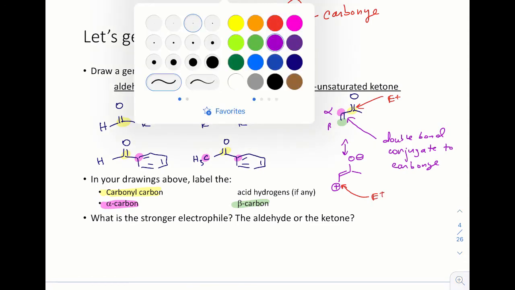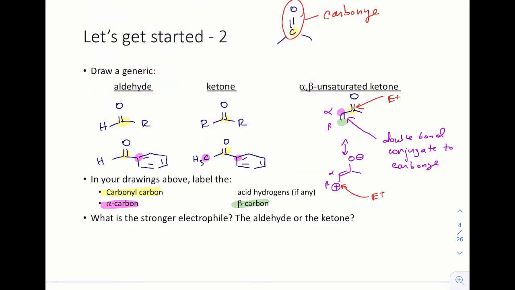And we can rationalize that through this resonance structure. Of course, we can point out that the alpha beta unsaturated ketone here has two alpha carbons. We can call that one alpha prime. We don't particularly care about it right now because it's not involved in the unsaturation, so we were ignoring it.